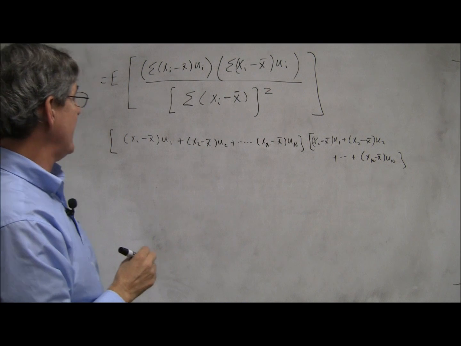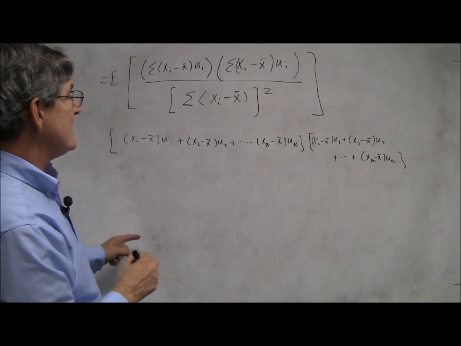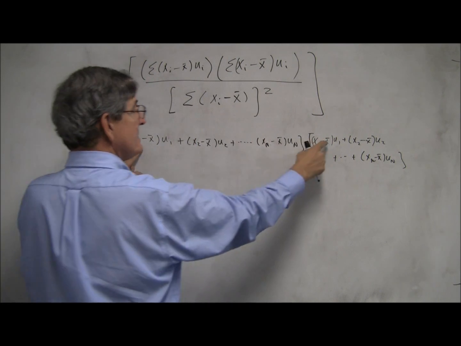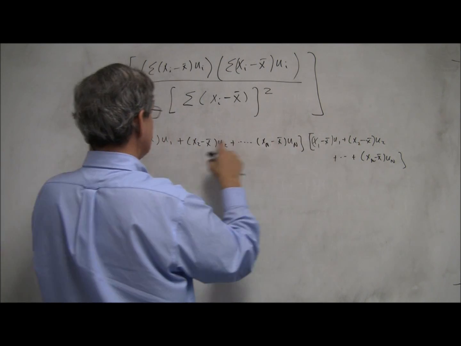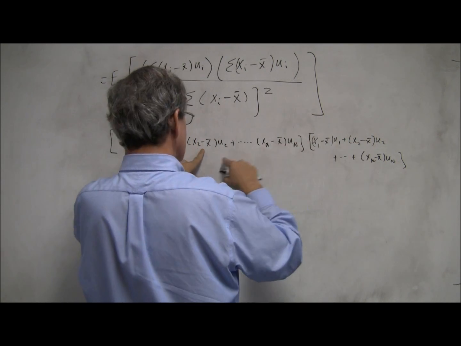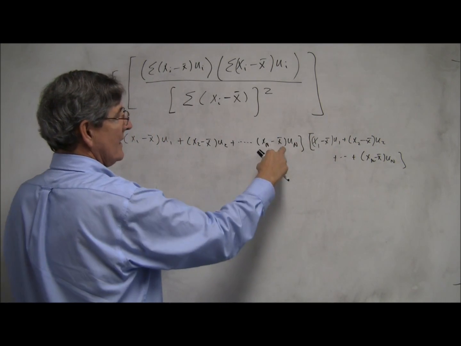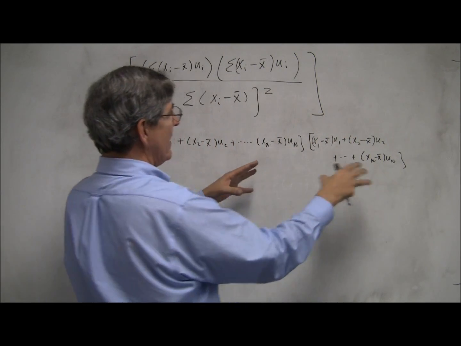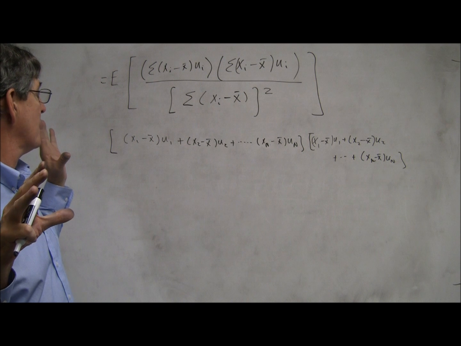Remember, our sample size is n. So when I multiply this out, I'll get this times this plus this times this plus this times all up to here. Then I get this times this plus this times this, and so on. I'll get this times this, times the next one, times the next one, all the way out to there. I'll get a ton of terms.